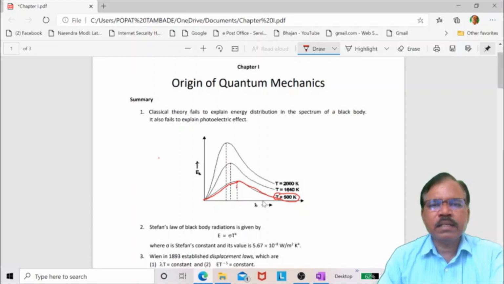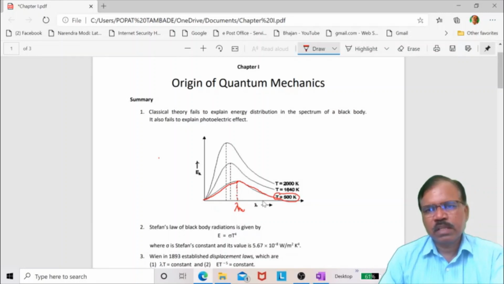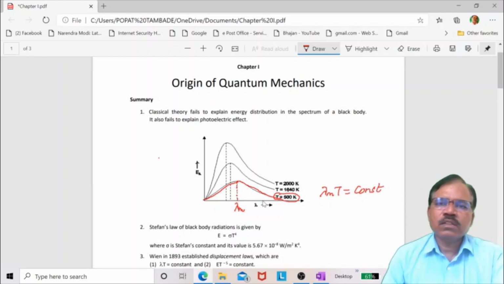This peak corresponds to some wavelength lambda m, and if we see different temperatures, you will observe that when temperature increases, emission increases, but lambda m decreases. And it is observed that lambda m into T is constant. This is also called Wien's displacement law.